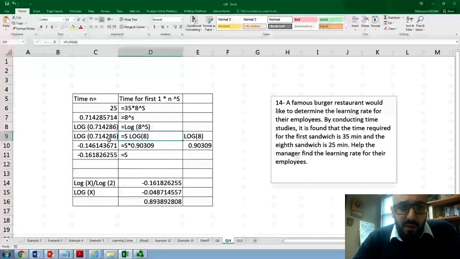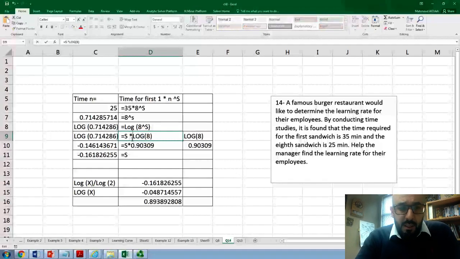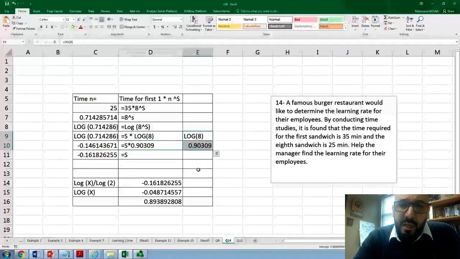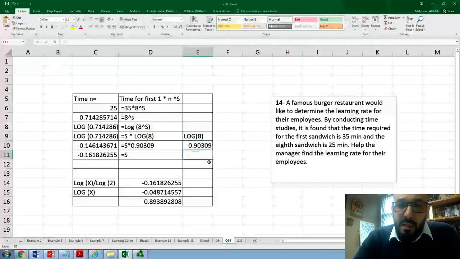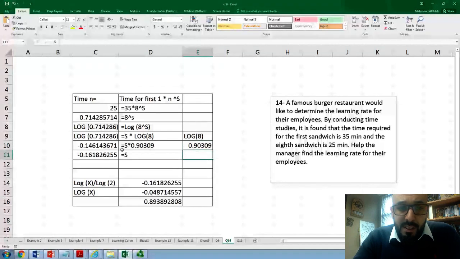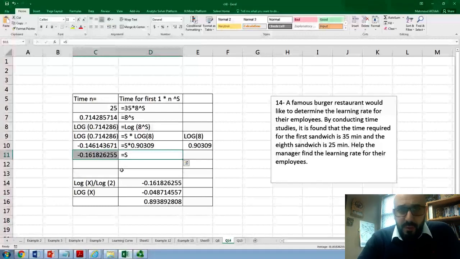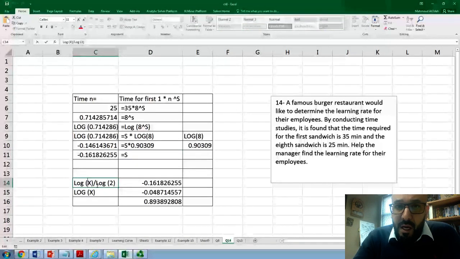That would leave you with log of 0.714 equals s times log 8. Divide both sides by log 8, which I put on the side, 0.903, and s would be negative 0.161. So we haven't finished yet. We know that s equals the log of the learning curve, which is what we're trying to find, x, divided by log 2.